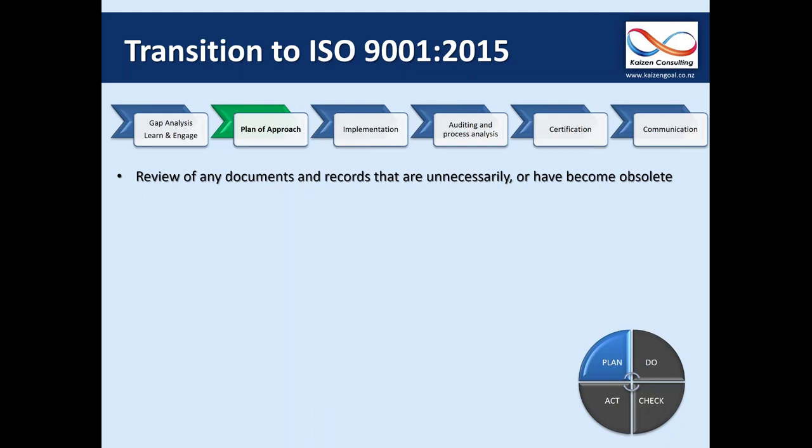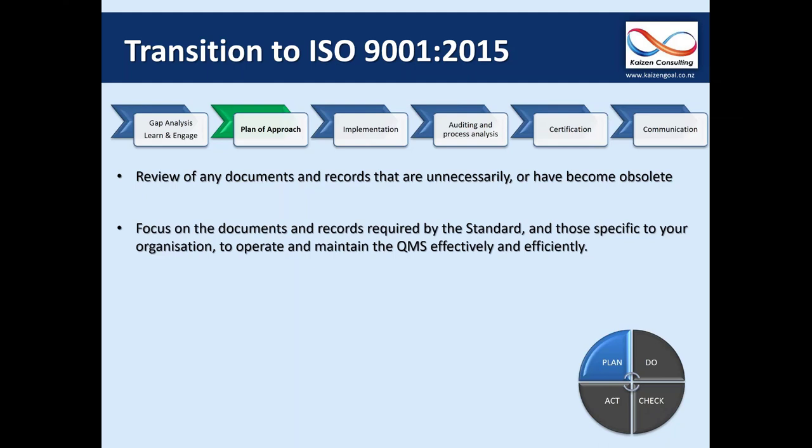Focus on the documents and records that are required by the standard. And again, that might be your quality management system that is effectively and efficiently being maintained and used. So this is where you make the decision on what you want to be included as your documented information. Identify gaps for your new processes. An example would be the risks and opportunities that we discussed. If you don't have a process for that, then that's something that you would identify in your gap analysis.